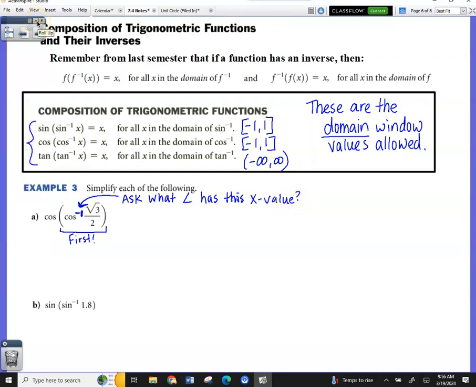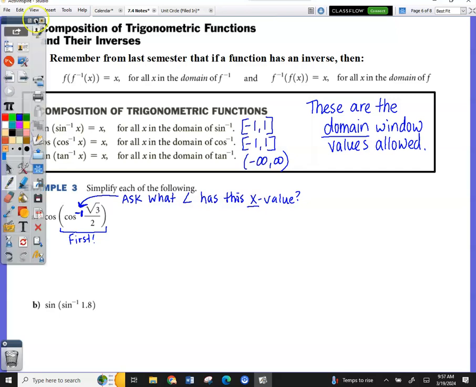So anytime you see the little -1, you're saying to yourself, what angle has that value? And then whether it's x, y, or y/x comes from what trig function it reads. This says cosine, so that would be x.